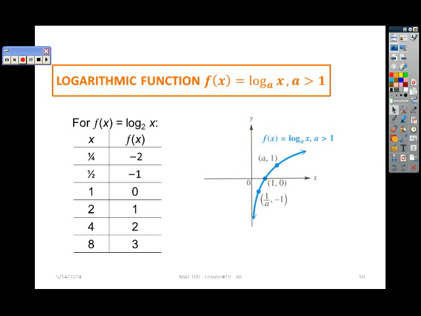For a greater than 1, it's an always increasing function. It's continuous. It does not exist for negative inputs. So it only exists for positive inputs. You can only have an x be a positive number. You can't take the logarithm of a negative.